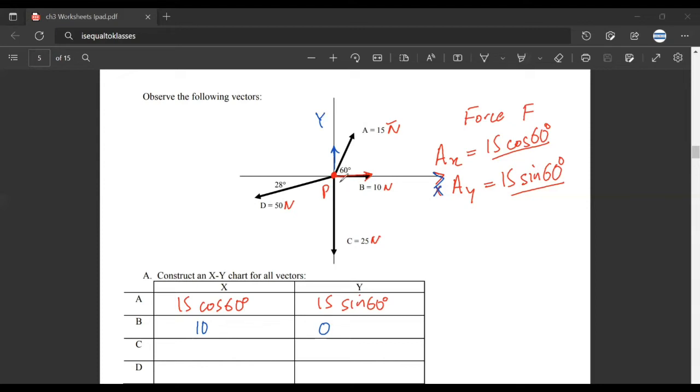Now let us look at the C force. The C force is wholly in the y direction. It is in the negative direction. So this will be minus 25, and it has no component in the x direction. So this would be 0. Is it making sense? Yes.